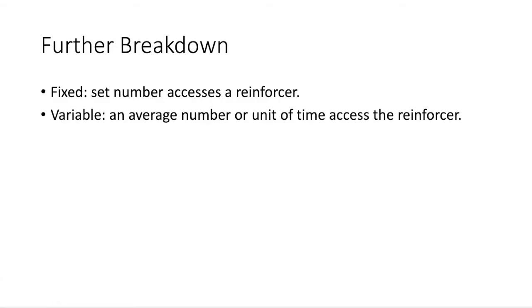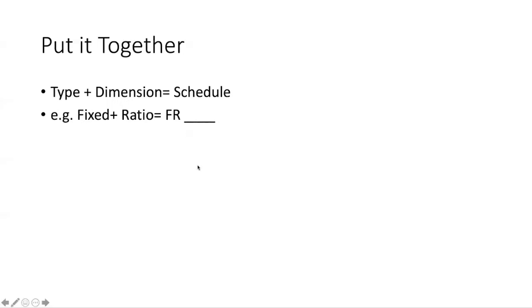Now you can look at both of those types, interval and ratio, and you can break those down even further into fixed and variable. So you have fixed, which is a set number of behaviors that acts as a reinforcer. And variable is an average number or unit of time that accesses the reinforcer. And we're going to look at these in some more detail.